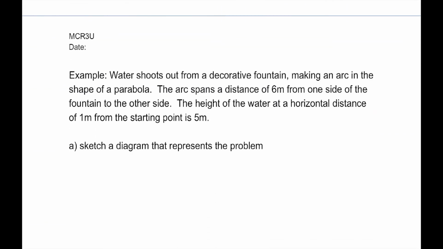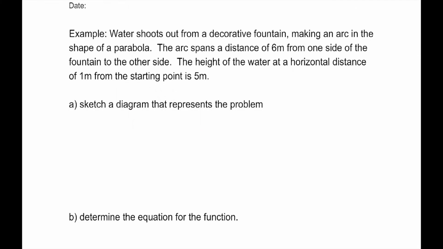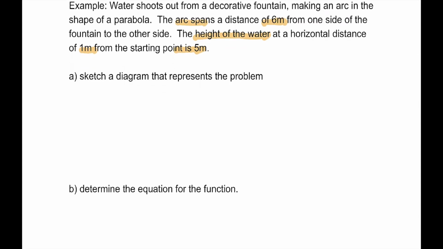So to close this off, we just have a word problem. Water shoots out from a decorative fountain, making an arc in the shape of a parabola. Well, there's a surprise. The arc spans a distance of 6 meters from one side of the fountain to the other. The height of the water at a horizontal distance of 1 meter from the starting point is 5 meters. So always, if we could visualize it, it makes things a lot better. So we're going to sketch a diagram, and I'm going to have sort of implied x and y axes.